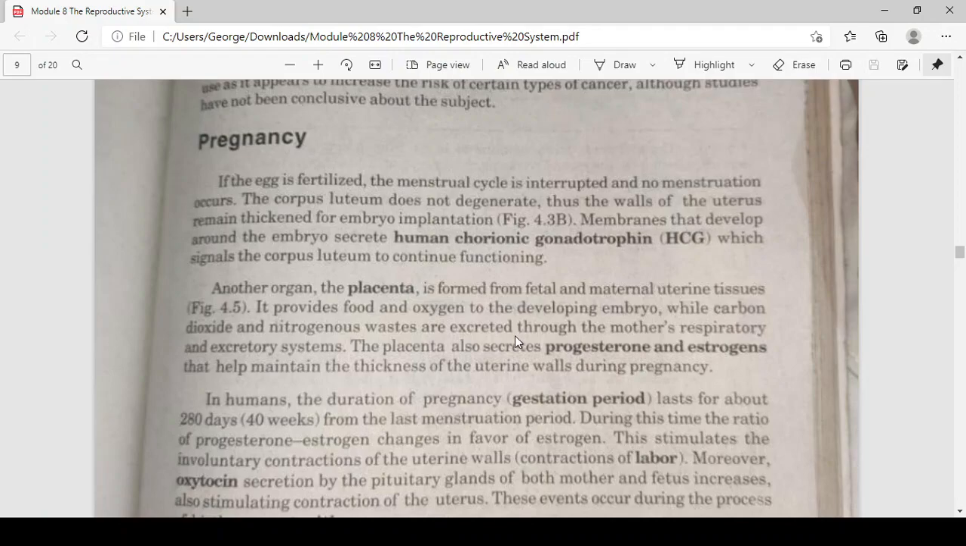The corpus luteum does not degenerate, thus the walls of the uterus remain thickened for embryo implantation. Membranes that develop around the embryo secrete your HCG or your human chorionic gonadotropin. Again, kids, tabo lang ni kids kung mag-fertilize ang egg. Kung wala sang fertilization nga nagatabo, hindi magbusong ang babayi, HCG will not be produced, nga hormone hindi siya mag-produce.